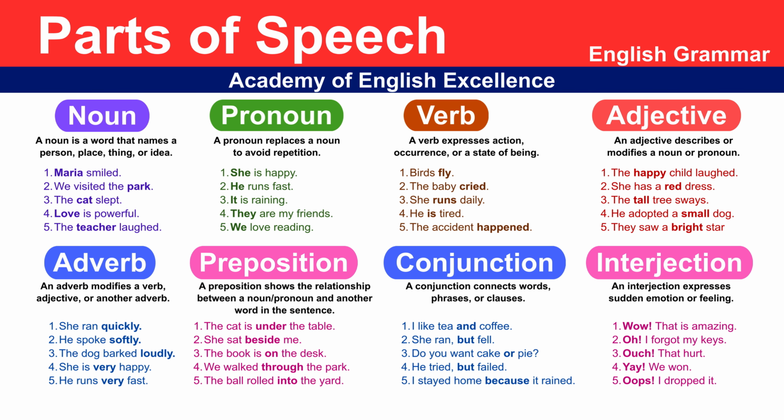A part of speech describes the role a word plays in a sentence. English has 8 main parts of speech. 1. Noun. A noun is a word that names a person, place, thing, or idea.